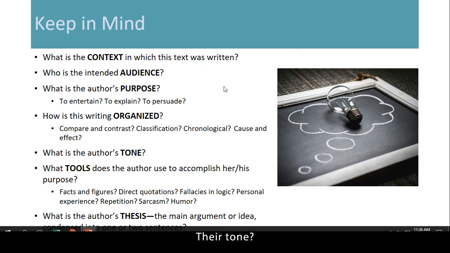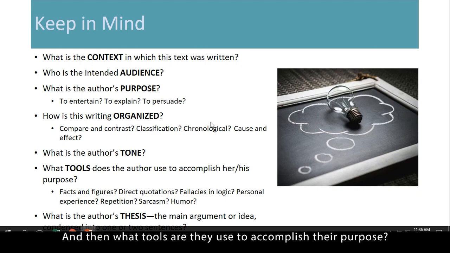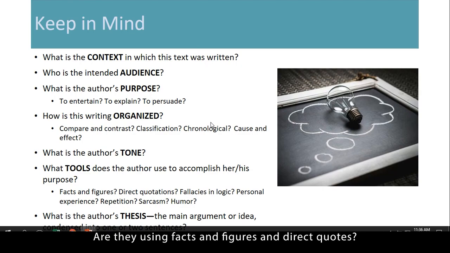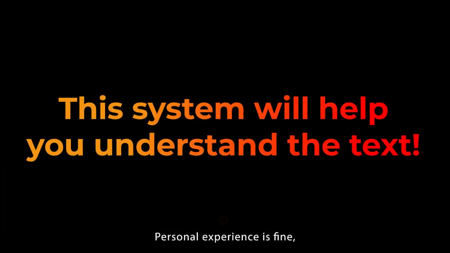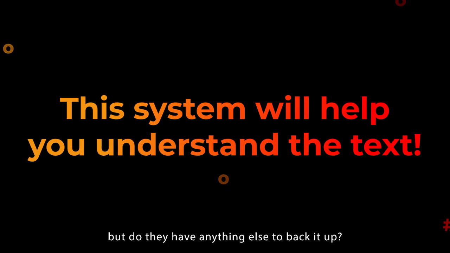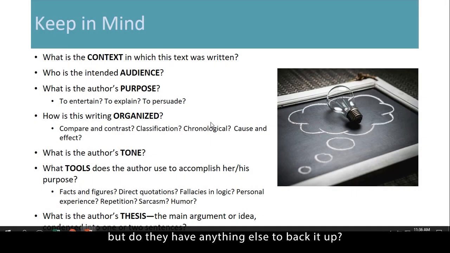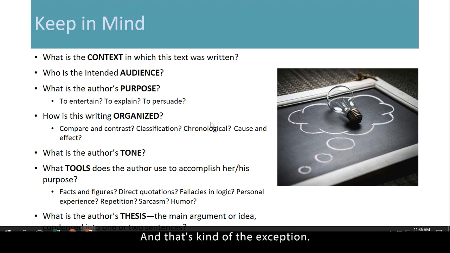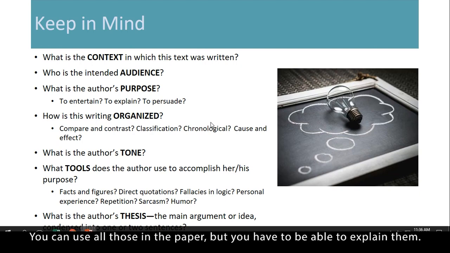Their tone. Is it lighthearted? Is it serious? And then what tools do they use to accomplish their purpose? So this is important, especially if you're using, let's say, an article for a research purpose. Are they using facts and figures and direct quotes? That's all okay. Personal experience is fine, but do they have anything else to back it up? Do you have other literature to back it up, or is it just their personal experience and it's kind of the exception? You can use all those in the paper, but you have to be able to explain that.